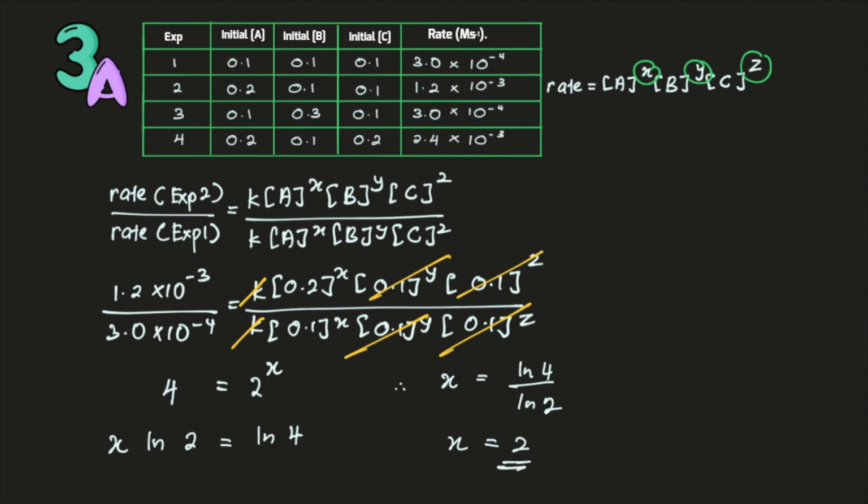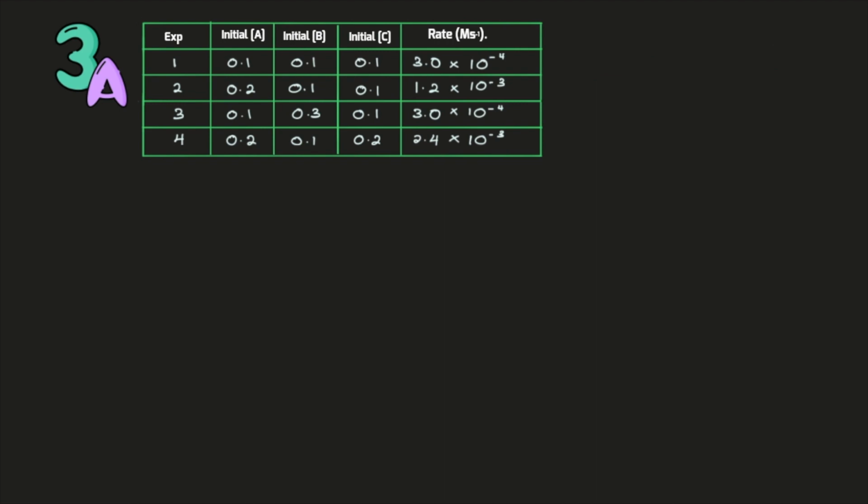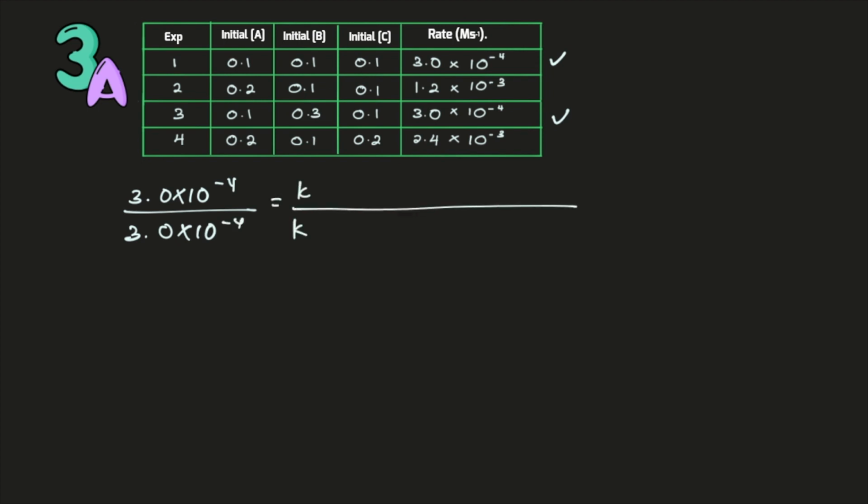So we are going to do the same drill for Y and also for Z. Alright, next up I'm going to find the value of Y. So we are going to use experiment 3 and also experiment 1. So the rate is 3.0 times 10 to the power of negative 4 divided by the same value. So your K, and then the concentration of A is 0.1 to the power of X, then 0.3 to the power of Y, and 0.1 to the power of Z.